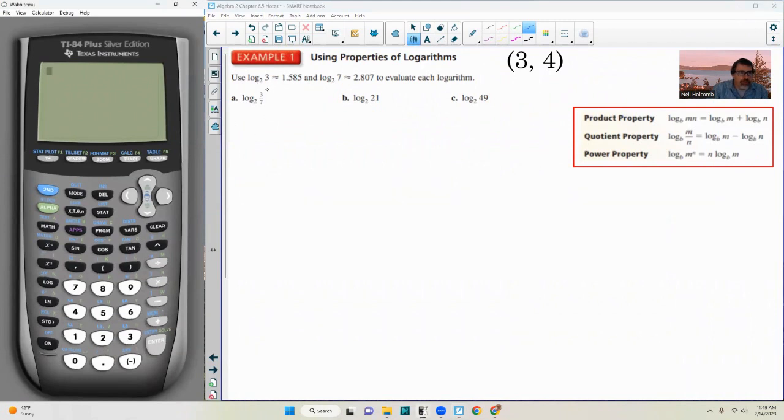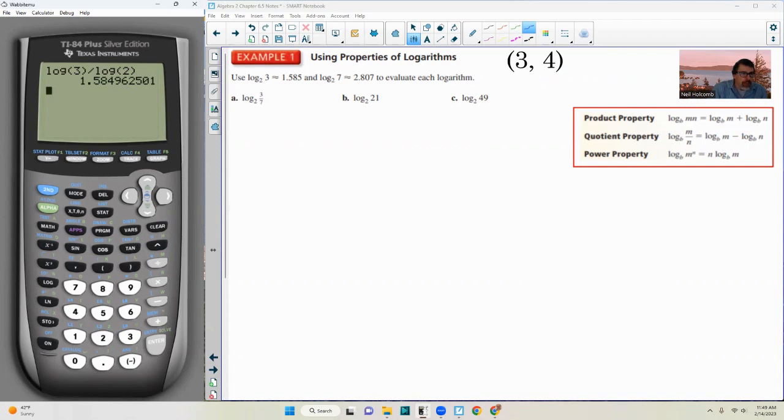So I want to find out what the log base 2 of 3 is. To put that in your calculator, you take the log of the 3 divided by the log of your base. So I'm going to do log 3 divided by log of my base 2. And that equals 1.58496, and that's where that 1.585 comes from. They rounded to 3 decimal places.